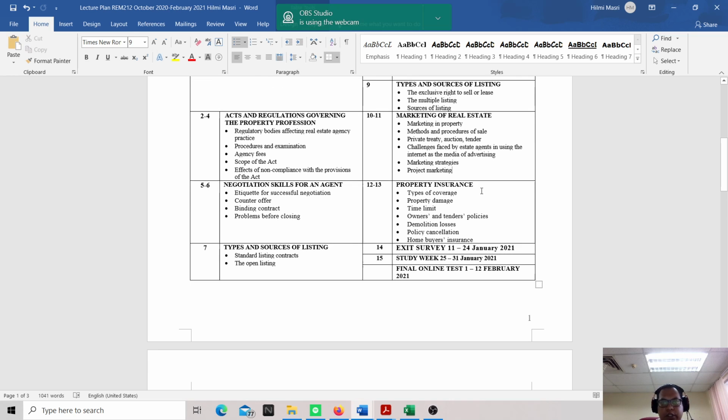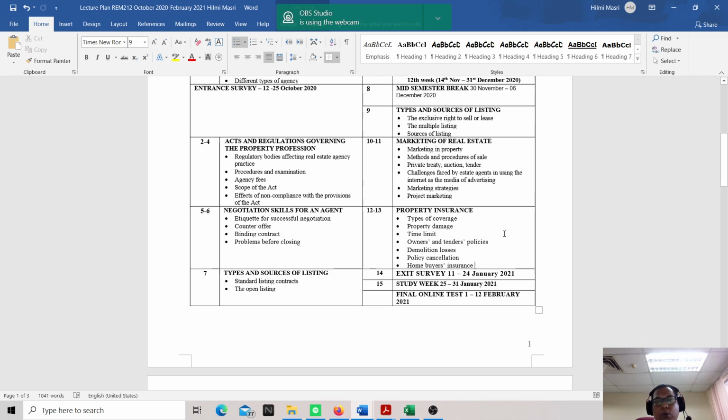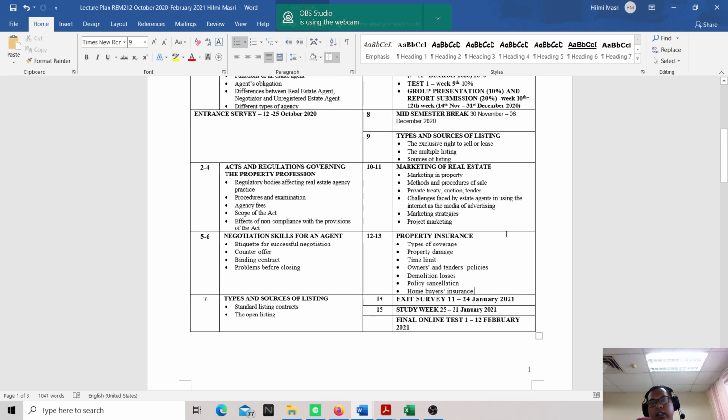Okay, so that is for week 10 and week 11, whereby for week 12 and 13 you are going to look at property insurance. So this is a very important topic for us, because property insurance shows you the types of coverage, the property damages that can happen to the property, the time limit, the owners and tenants policies, the demolition losses, policy cancellation, and home buyers insurance. Okay, so there's some calculation relating to the property insurance that home buyers or leases need to have.